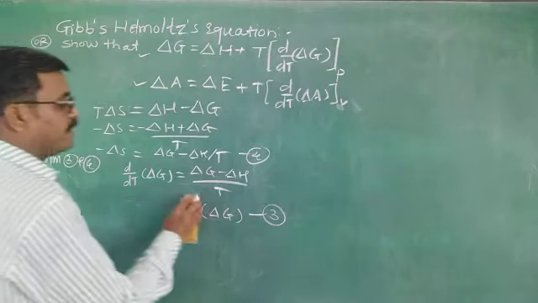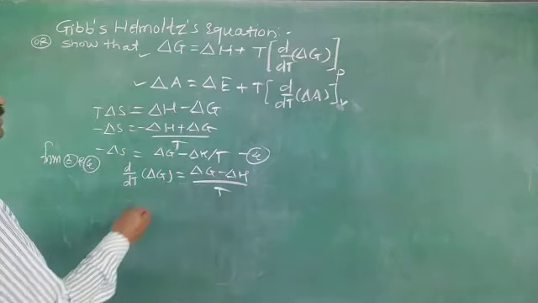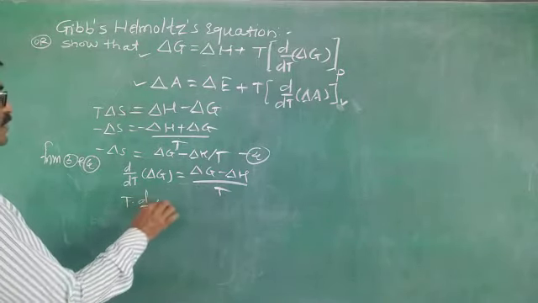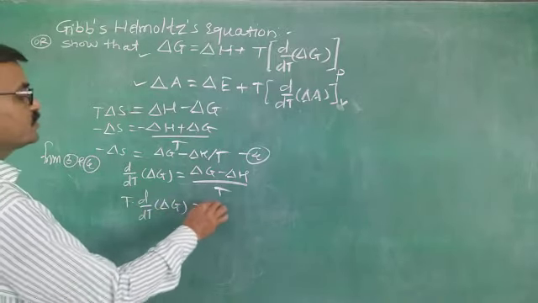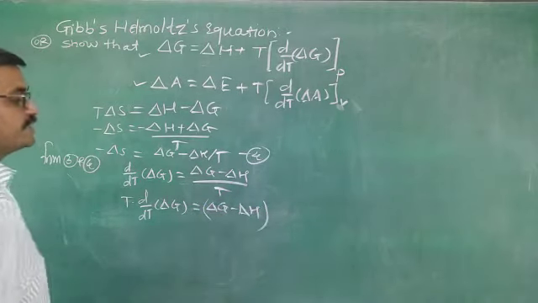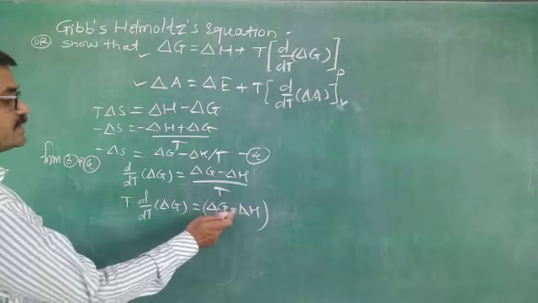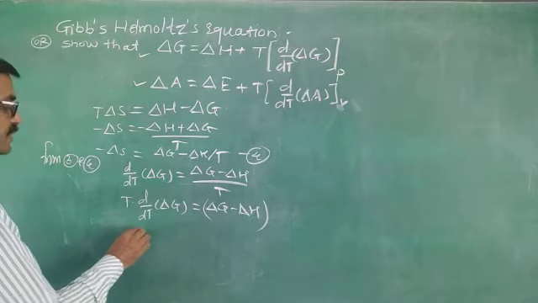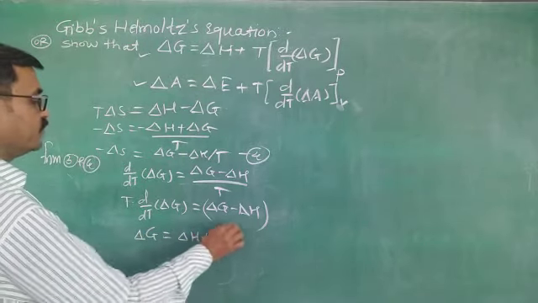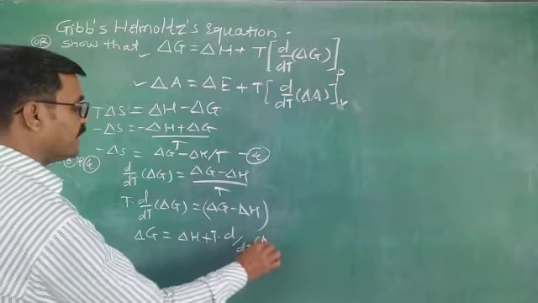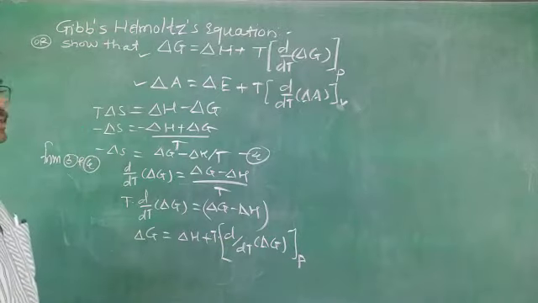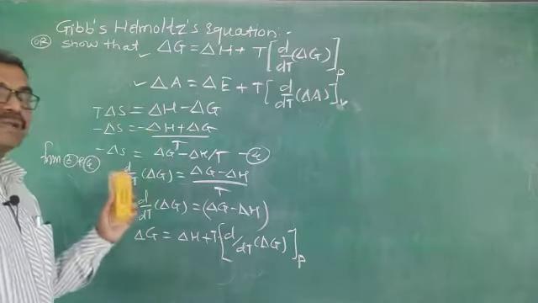That's why again further, by cross multiplication, T into d/dT of delta G is equal to delta G minus delta H. When this delta H comes to this side, then it will be delta G is equal to delta H plus T into d/dT of delta G, but at constant pressure. Okay, because initially we have written at constant pressure.